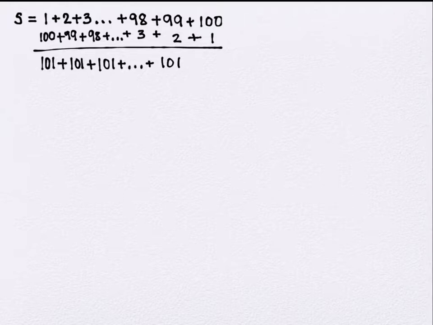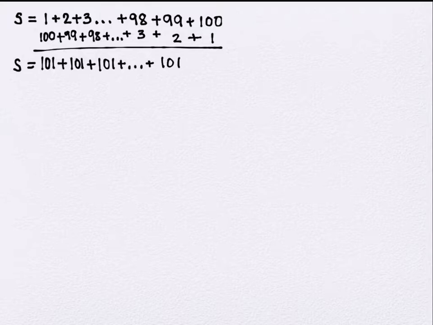Now, this sum, 101 plus 101 plus 101, isn't the original amount that I had. What is it? Like this is not S, right? So if I added something to itself, what is it? It should be double, right? If you add something to itself, you double it.